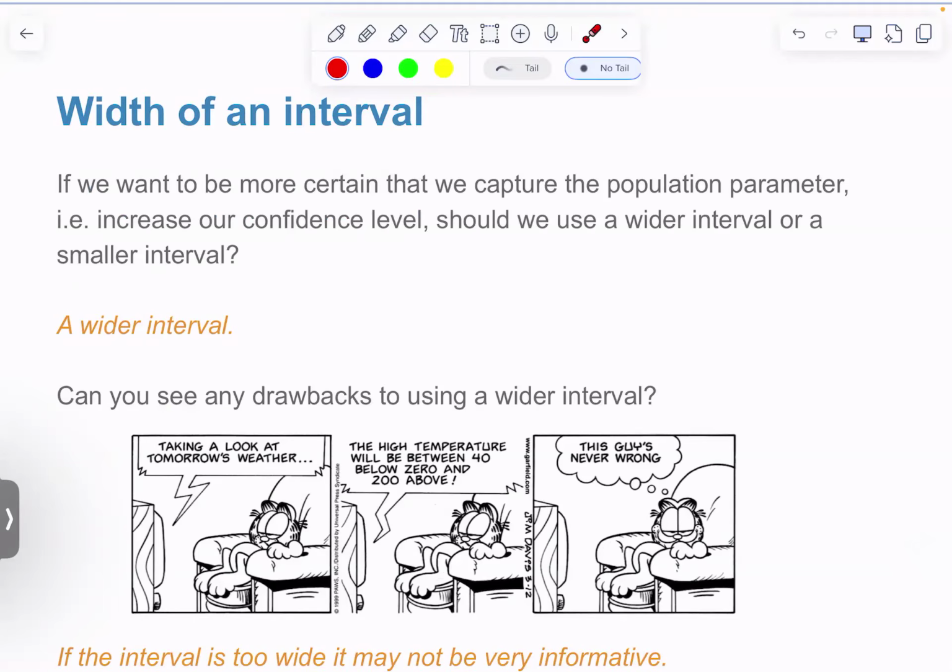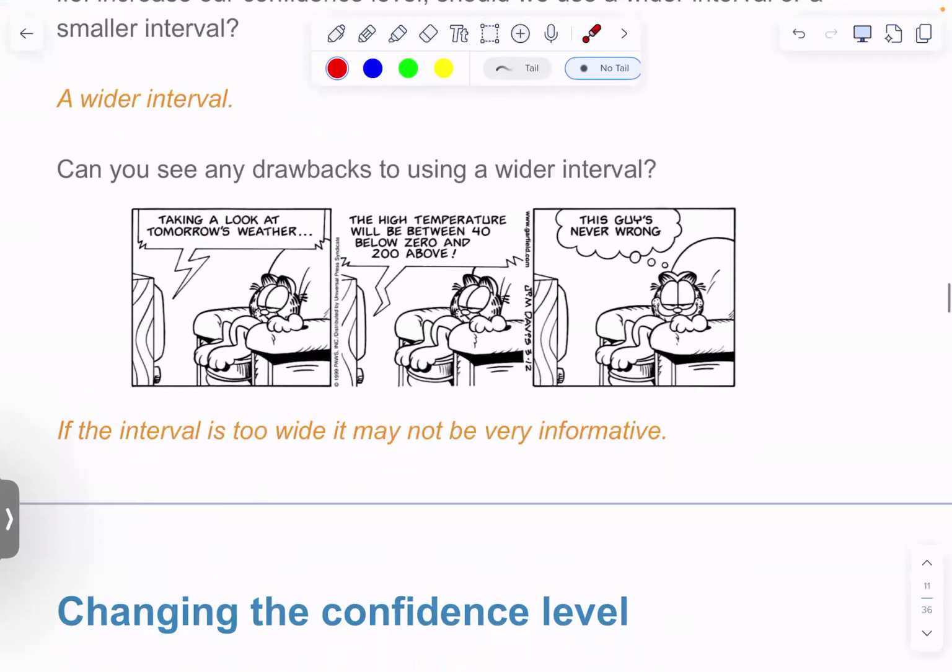Little cartoon. The width of an interval. Remember in the interval, we have our Z star, which determines the width of the interval, or our confidence level. So if we want to be more certain that we capture the population parameter, we want to increase our confidence level. Not 95% confident, what if I want to be 99% confident? Should we use a wider interval or a smaller interval? Well, we should use a wider interval.